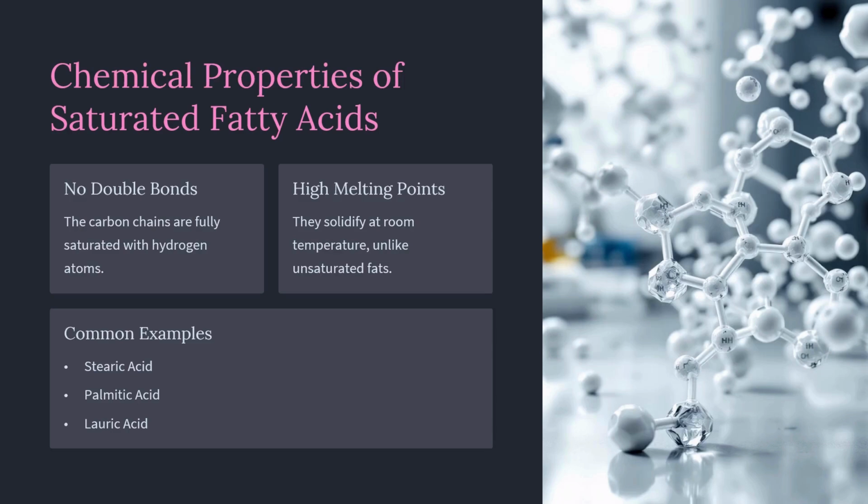Chemical properties of saturated fatty acids. They have no double bonds. The carbon chains are fully saturated with hydrogen atoms. They have high melting points, so they solidify at room temperature, unlike unsaturated fatty acids. Common examples of these are stearic acid, palmitic acid, and lauric acid.